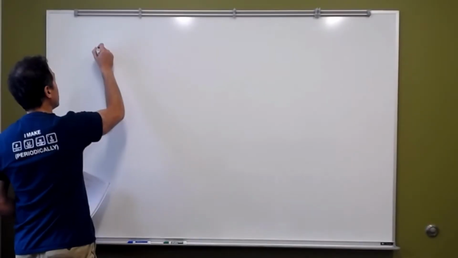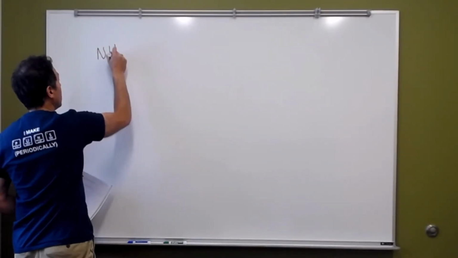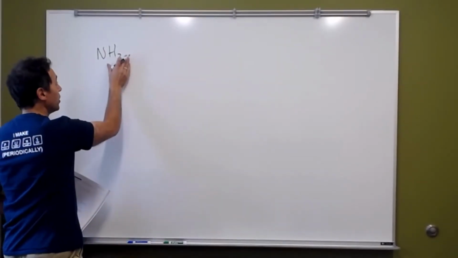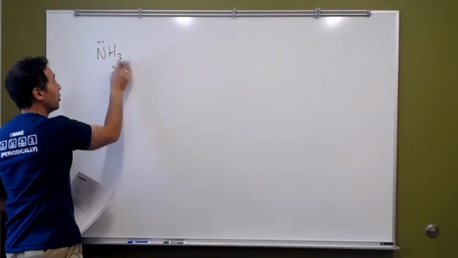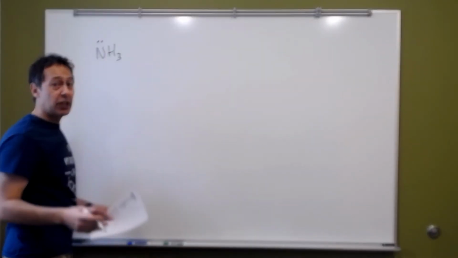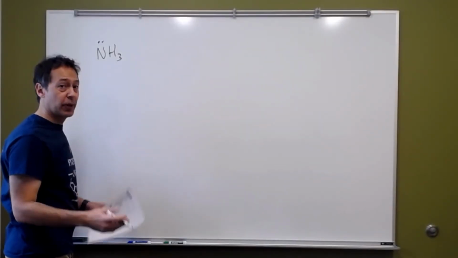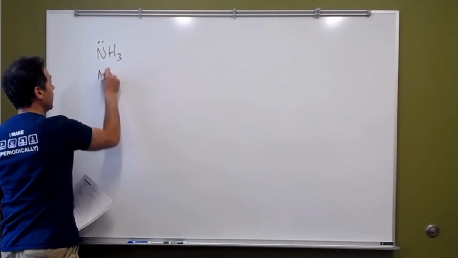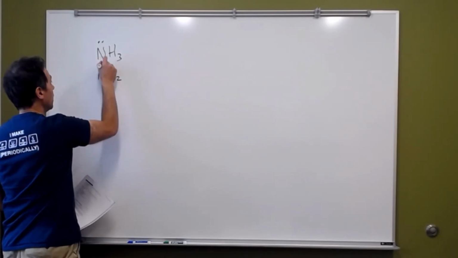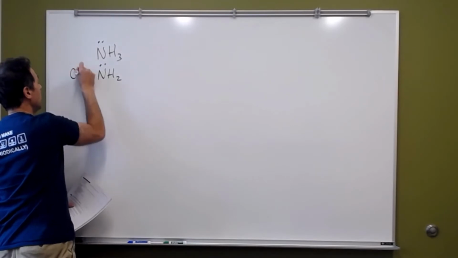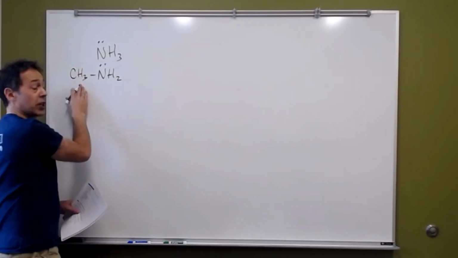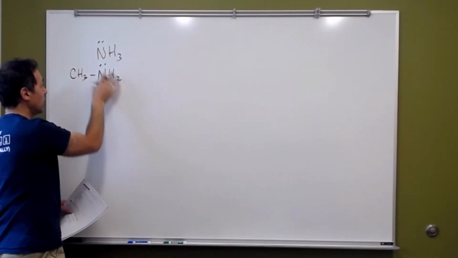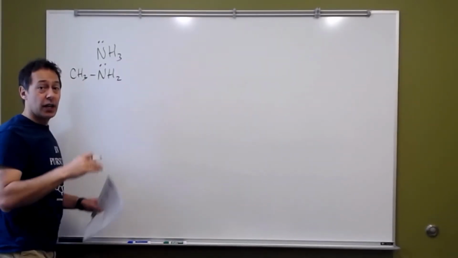So, for example, if we have NH3, this is ammonia, and if we remove one of these hydrogens and add a carbon group, an alkyl group, then we'd end up with something like this: NH2 and say CH3, where this right here is the alkyl group, and here is the amine. Okay, so together this makes an amine.